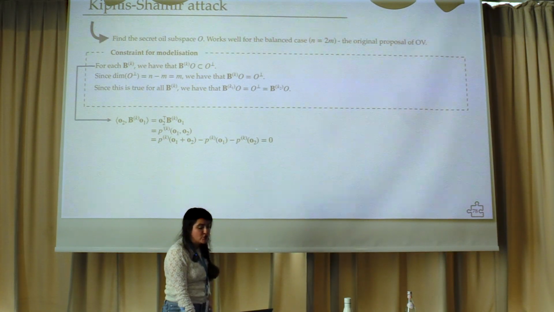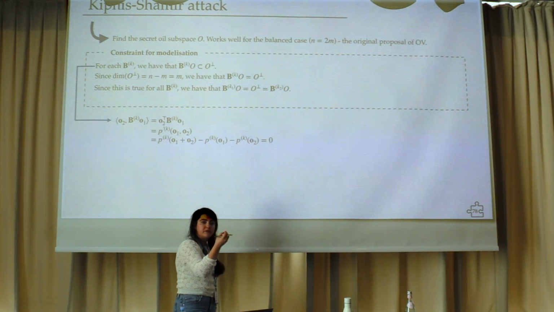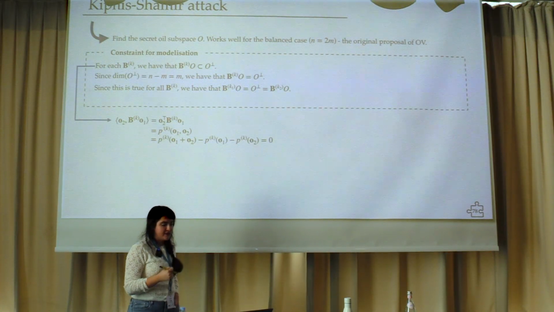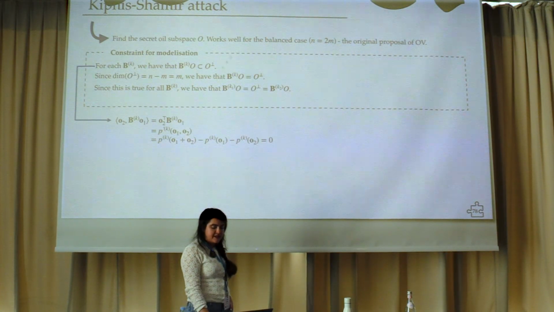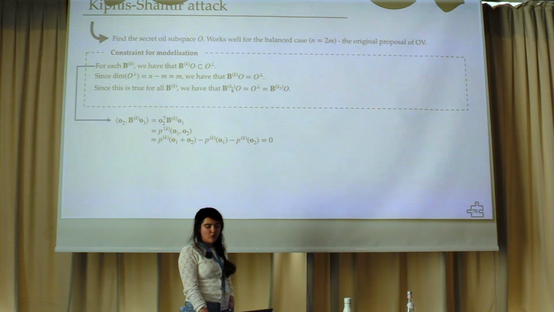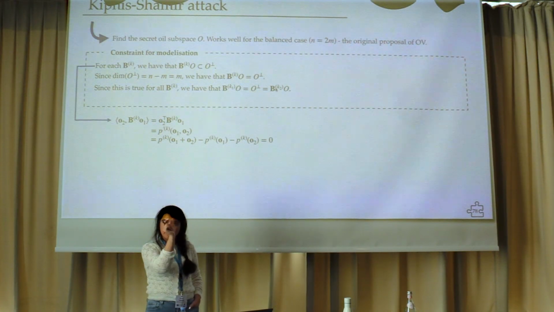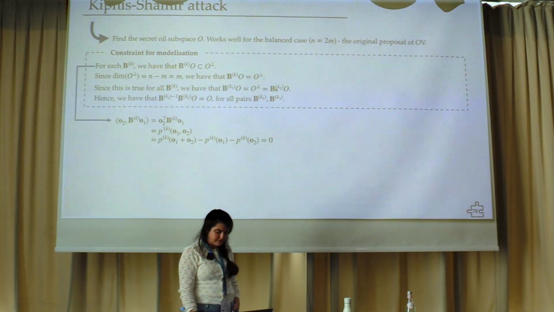Okay, so now I can model stuff. And also this is true not just, okay, here I said B^k, right? But this is true for all matrices in your polar form. And so that means that you have B to the k1 times the oil space is equal to another B to the k2 times the oil space. This is what I'm going to model, that these two are equal, right?